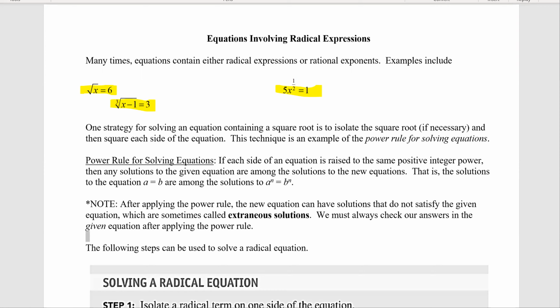One strategy for solving an equation containing a square root is to isolate the square root if necessary, and then square each side of the equation. This technique is an example of the power rule for solving equations. I will let you read the power rule for solving equations.